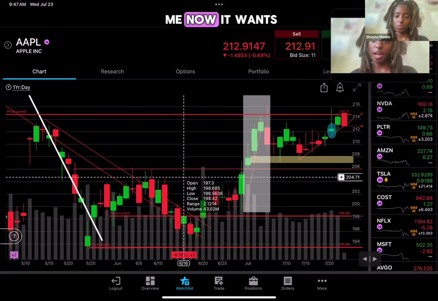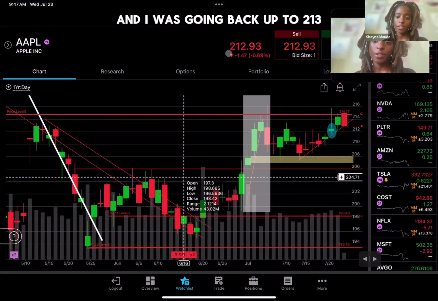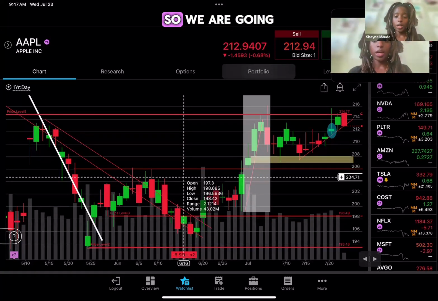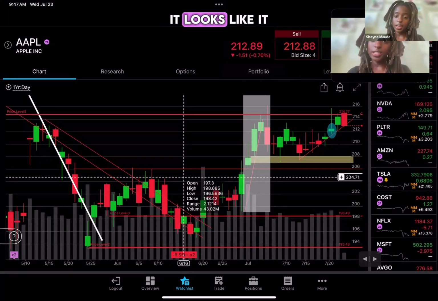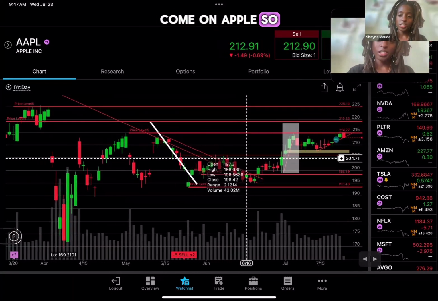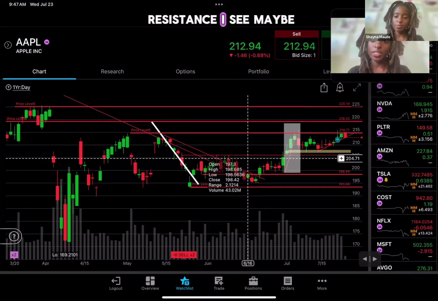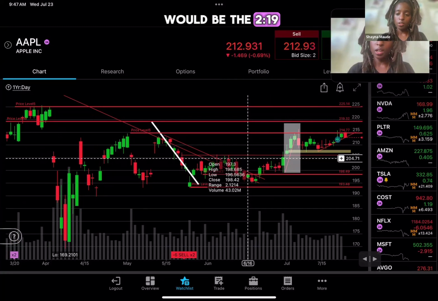Still looking good to me now. It wants to shoot back up. You can see the numbers right here, the 12.95, and I was going back up to 12.13. So it looks like it bounced off of this trend line, and I wanted it to shoot up. Shoot up, guys. Come on, Apple. So the next, for real, next resistance I see maybe would be the 219 right here.